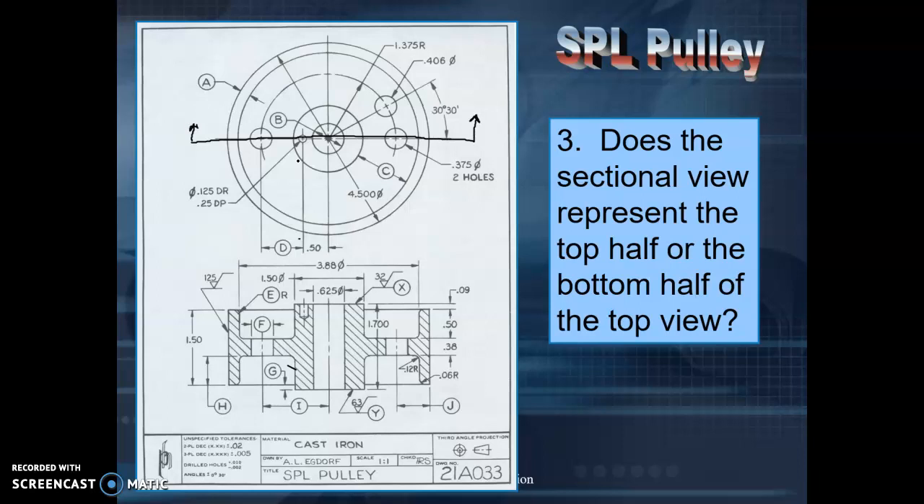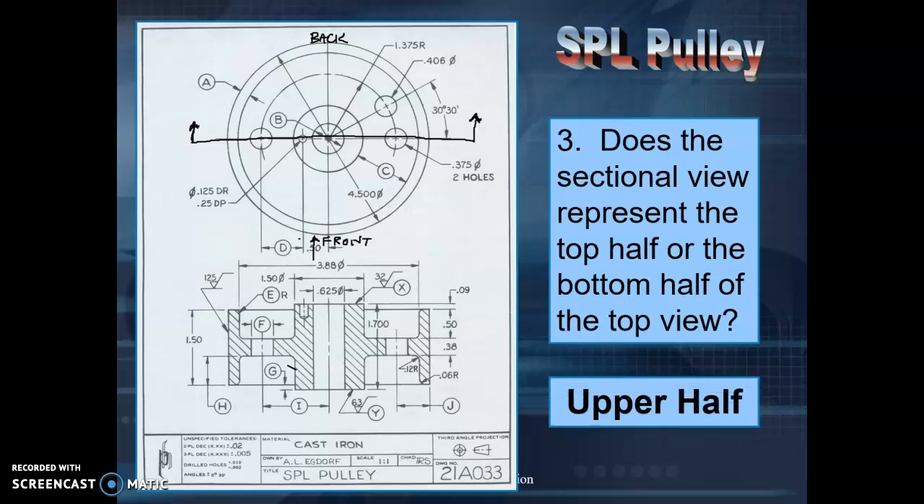And how do we know that? Because they have the same relationship as a top and front view. In orthographic projection, when you look at a top view, the bottom of it is the front. The top of it is the back. And so when we look at the section view, we are looking in the same direction that we would be looking at if we were looking at it from the front. So we're looking at it in this direction, which means in the top view, we are looking in the upward direction. So we're looking at the upper half of that part.